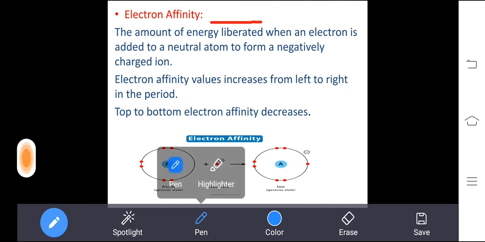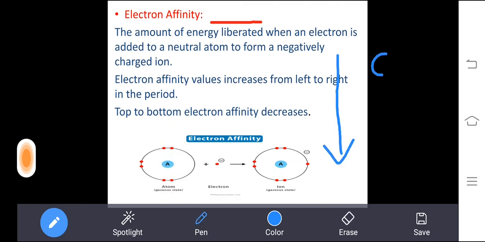But when you move from top to bottom, the shell size increases. When the shell size increases, the attraction between the nucleus and the outermost electron is less. So the electron affinity decreases. This also you want to remember, students. This is one more important concept. This diagram explains that in the neutral atom we are adding the electron. If it needs an electron for the octet configuration, it will gain and become negatively charged, because gaining an electron makes it negative.